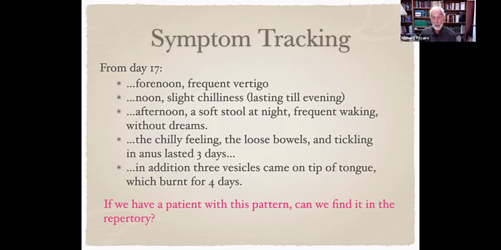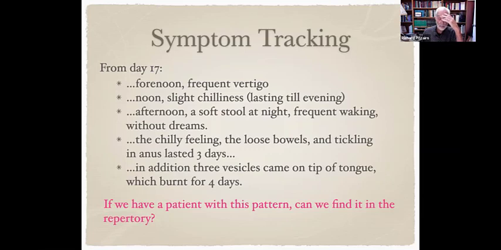So here's what he reported. In the forenoon, before noon, frequent vertigo. At noon, slight chilliness lasting till evening. Afternoon, a soft stool. At night, frequent waking without dreams, and a chilly feeling with loose bowels and tickling in the anus for 3 days. That kind of bugs you, wouldn't it? And then, in addition, 3 vesicles appeared on the tip of his tongue, which burnt, with burning pain for 4 days.